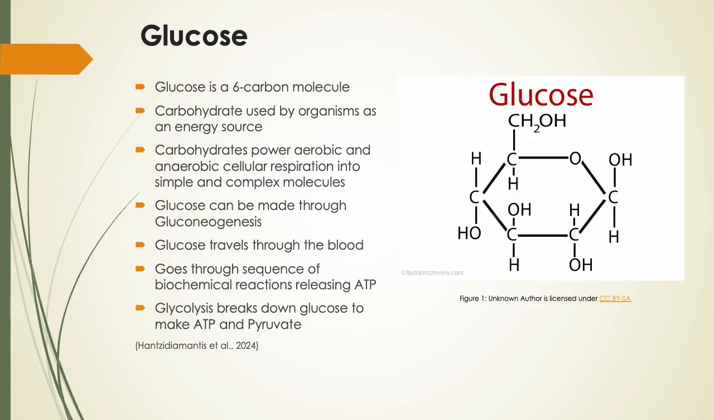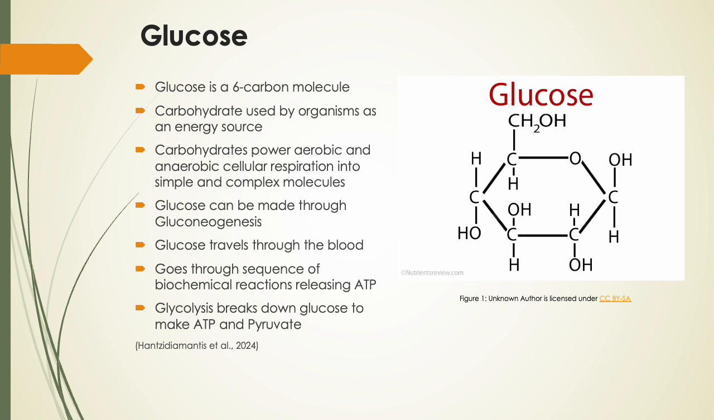Glucose is a 6-carbon molecule. It is a carbohydrate, which are molecules used by organisms as an energy source. Carbohydrates power aerobic and anaerobic cellular respiration into simple and complex molecules. Too much glucose in the body gets stored as glycogen, which is a polymer of glucose.